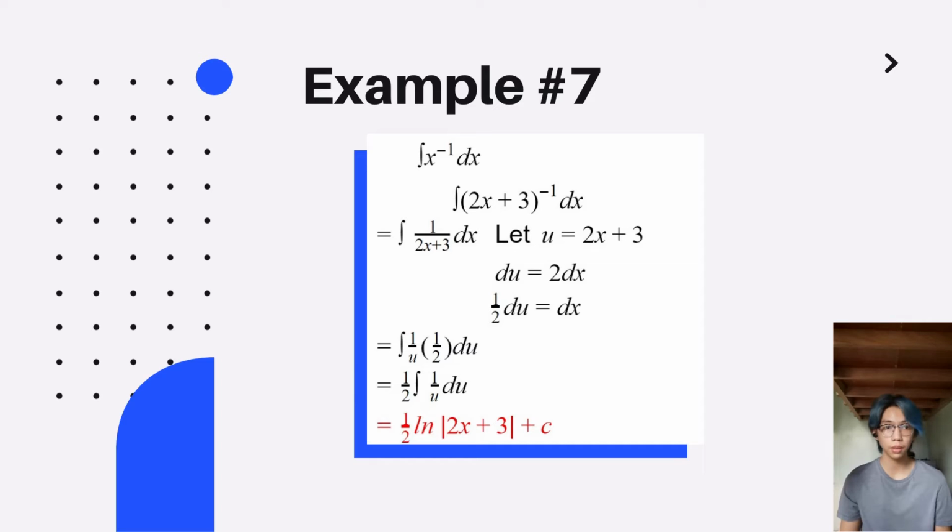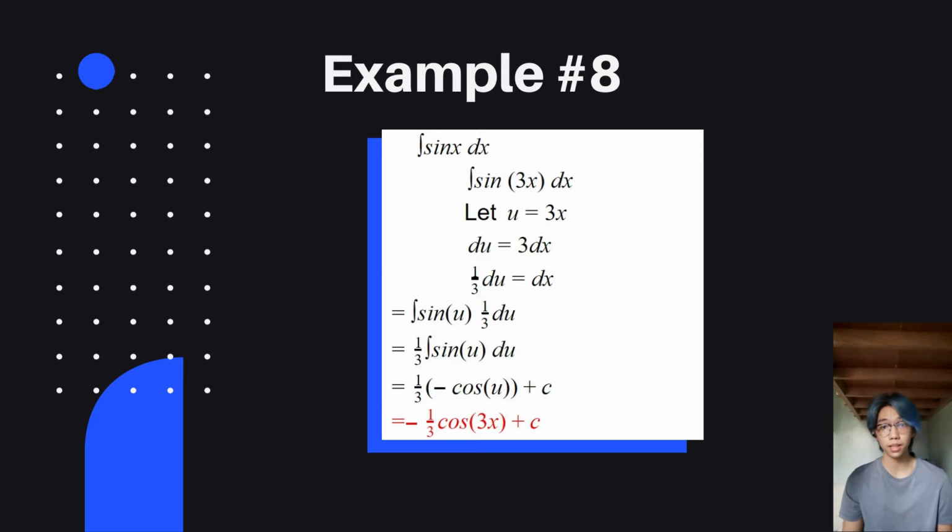After simplifying it, we're going to get negative 1/3 cosine of 3x. And we're going to add a constant to the solution, which will give us our final answer of negative 1/3 times the cosine of 3x plus c.